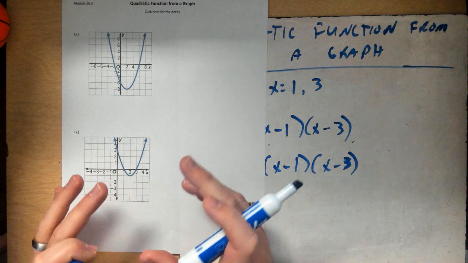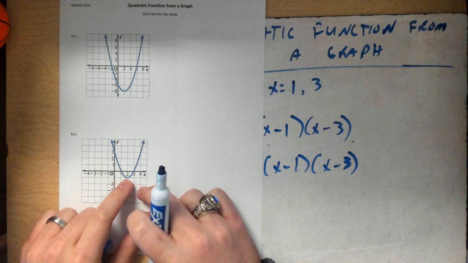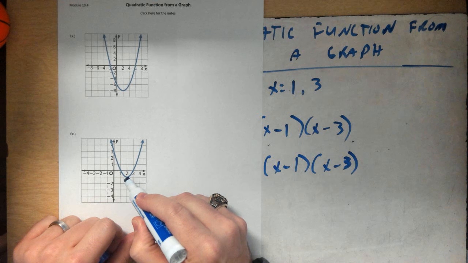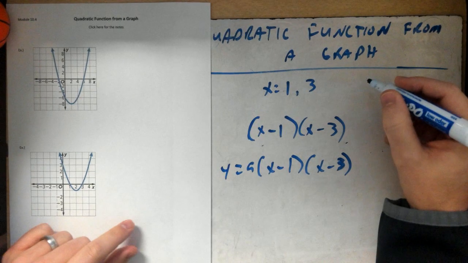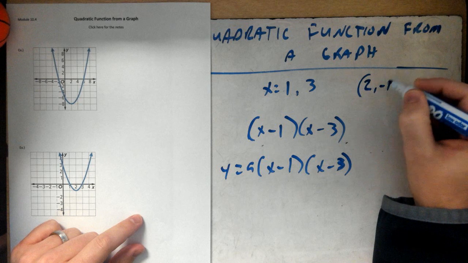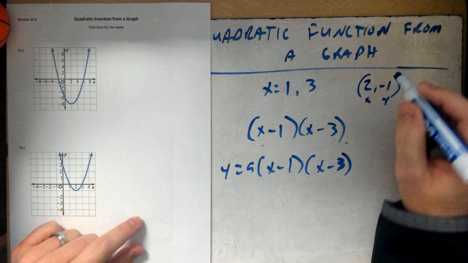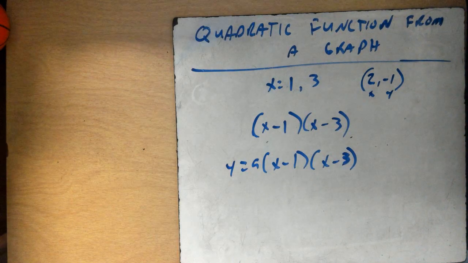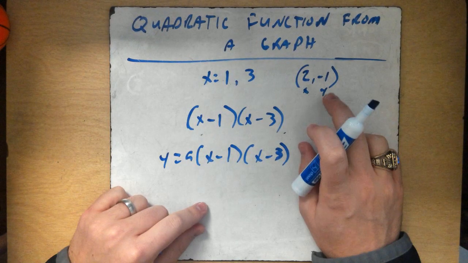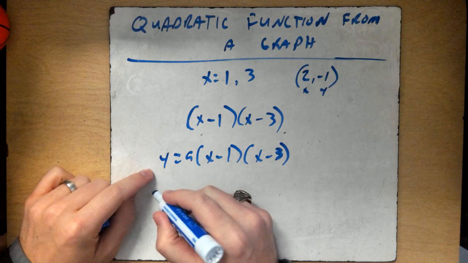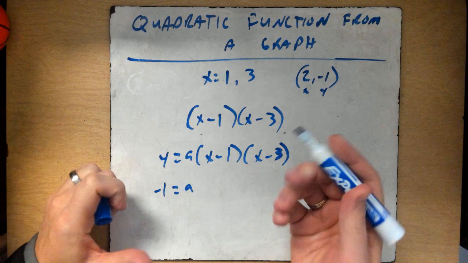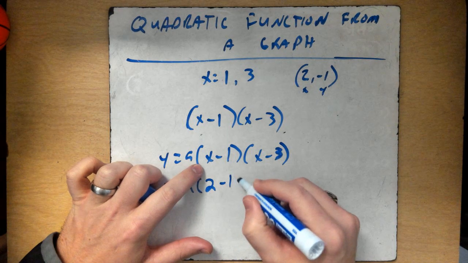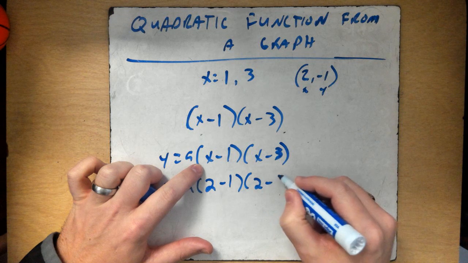If you look, the easiest one to do, honestly, guys, is your vertex. What's your vertex? It's right here, the middle, the bottom of your graph. So it's at (2, -1). So my point I'm going to use is (2, -1). This is my x and my y. So I'm plugging that in. My y is -1. So -1 equals a, which is what I'm trying to figure out, and then parentheses, my x is 2 minus 1, and then 2 minus 3.